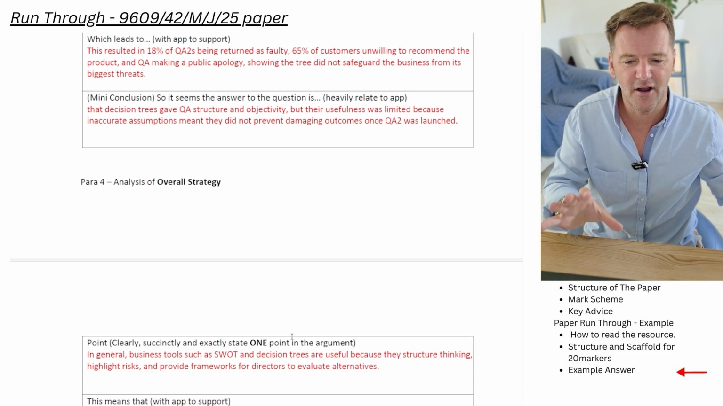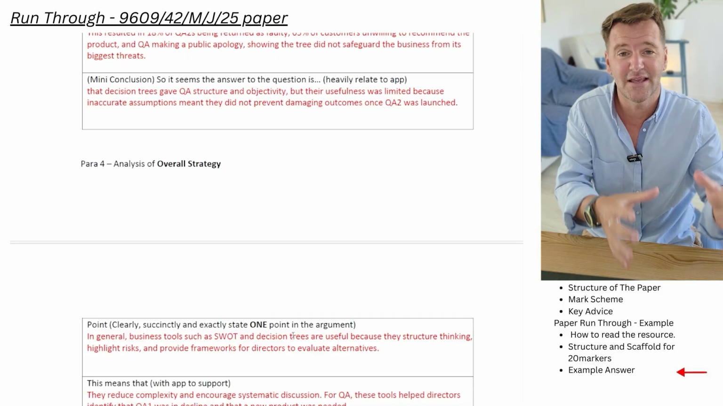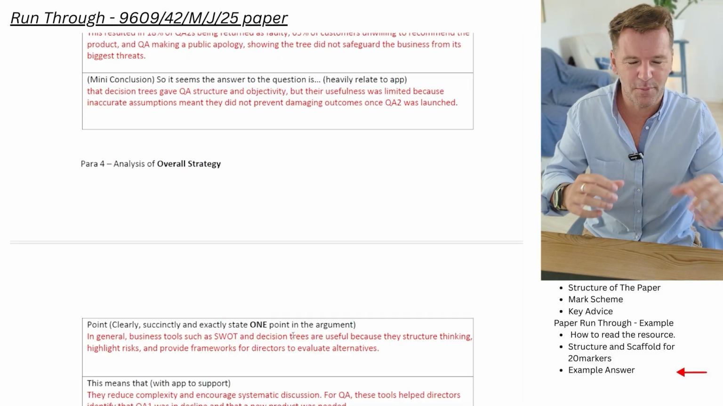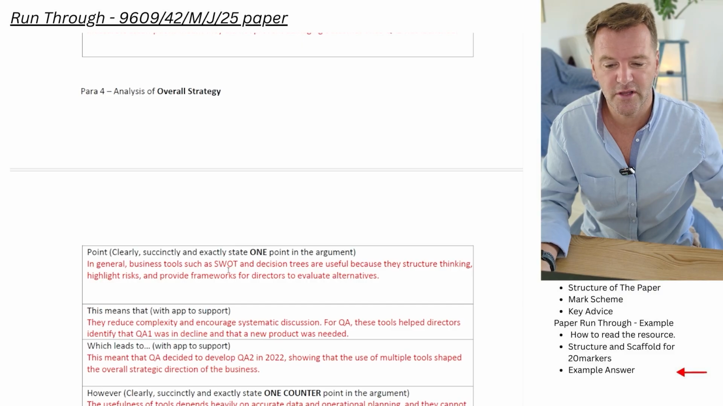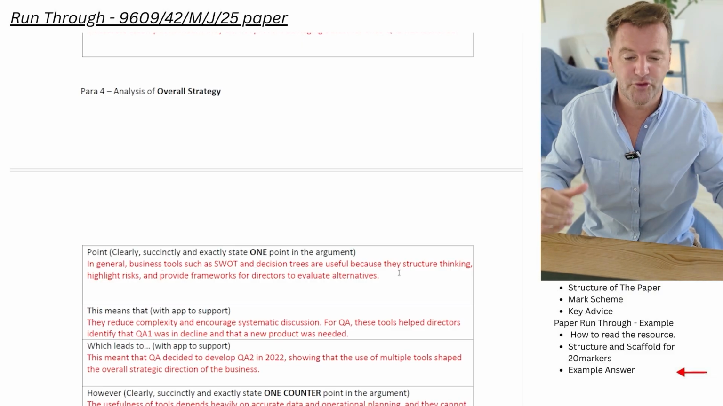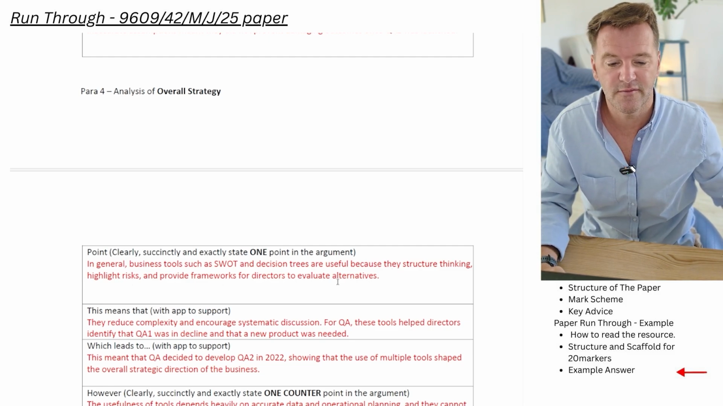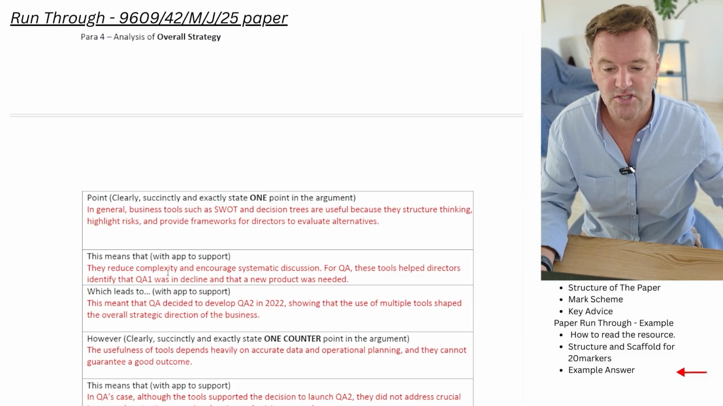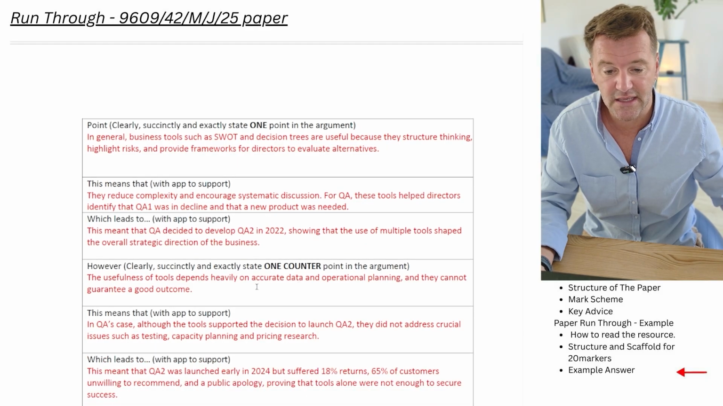Now we need this paragraph in here, overall strategy. It's going to feel clumsy in here, but we have to have it to hit the mark scheme. The questions are a bit weird, but we have to have this. So, in general, business tools such as SWOT and decision trees are useful. So, overall tools, because they structure thinking, highlight risk, and provide frameworks for directors to evaluate alternatives. This means that they reduce complexity and encourage systematic discussion. For QA, these tools help directors identify that QA1 was in decline and that a new product was needed.